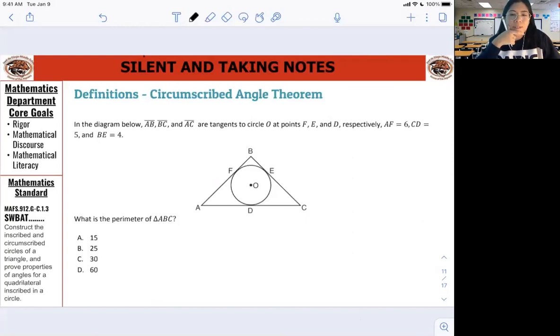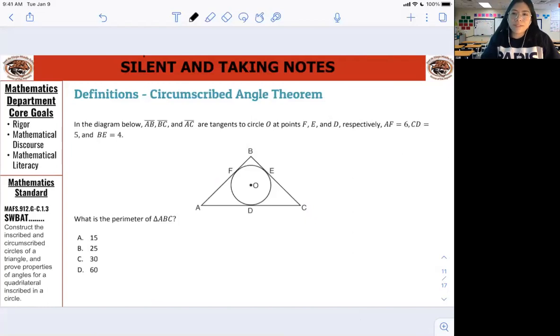Let's check out this one. This one's a little interesting. Whose turn is it to read? Samaj. You missed it last time. Samaj, you better be listening. It's your turn. Go ahead and read, Samaj.